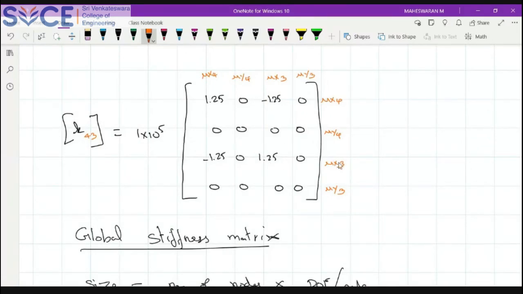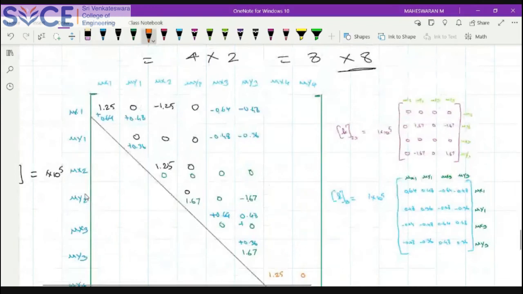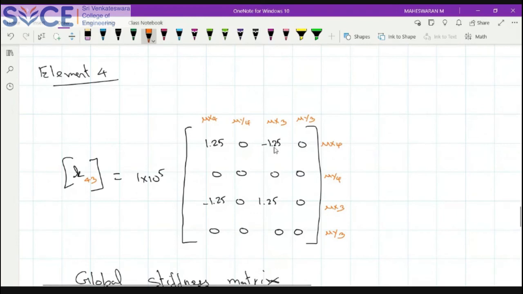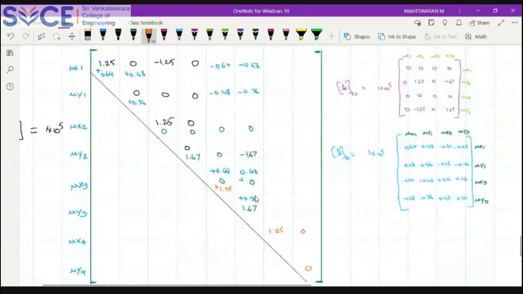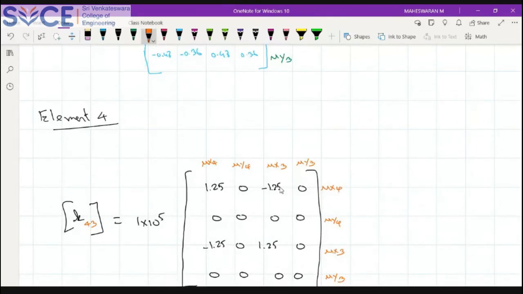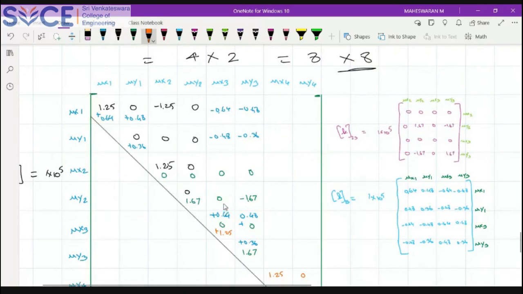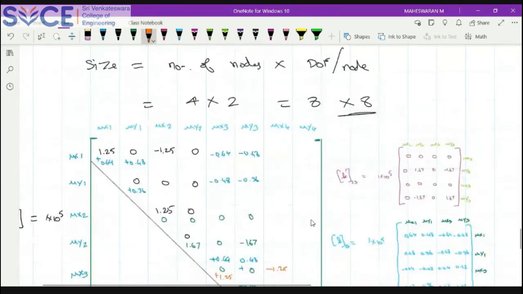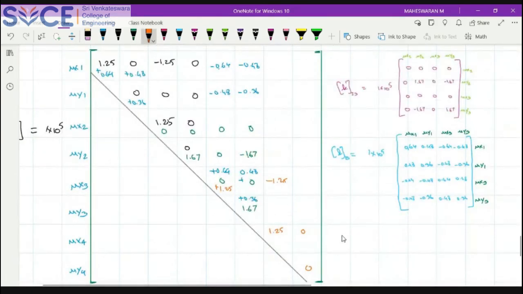Next, this term, which is x3, x3. So x3, x3 is 1.25. So that is the value. So where is x3, x3? So 1.25, right? What about this minus 1.25? So it is x3 and x4. Here it is x3, x4. So minus 1.25. So that's the term. I think you have only these three terms. Other things you don't need to worry about. So that completes the overall assembly of this.